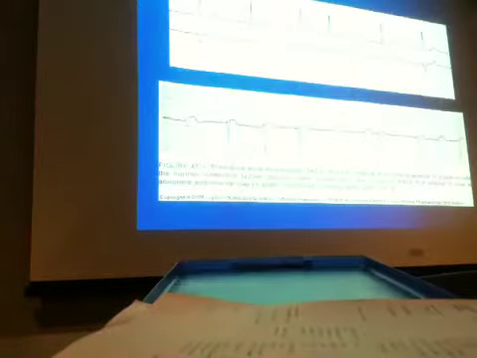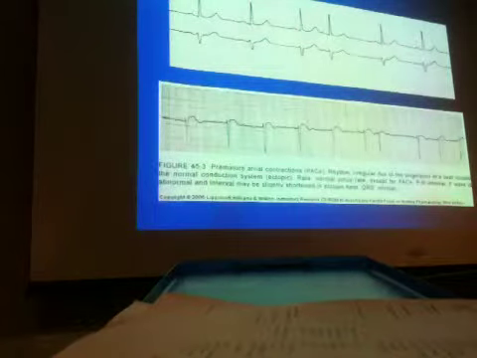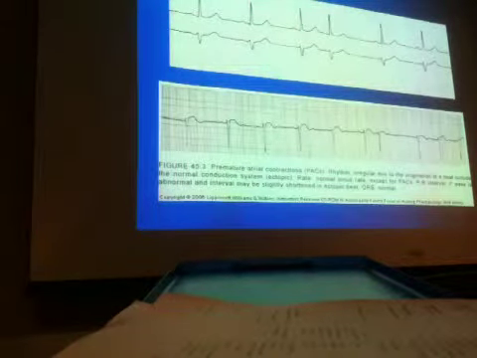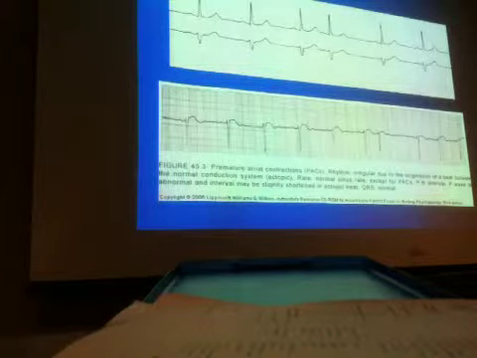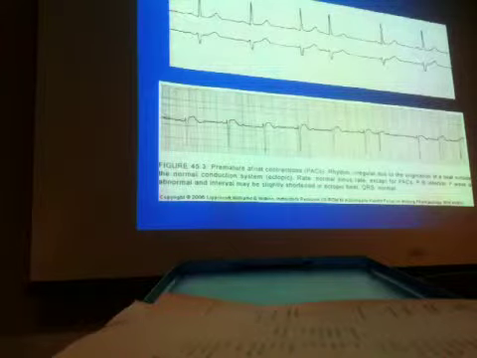Okay? So here we have examples of PACs. Now a PAC comes from the atrium. So we have a normal rhythm. We have our P wave. See, there's a P wave, 1 to 1. P, QRS, P, QRS, P, QRS.